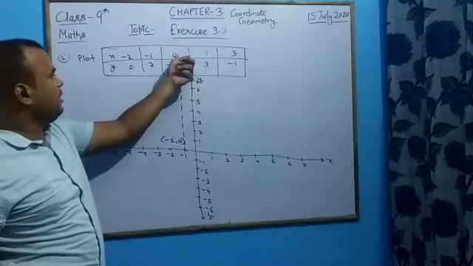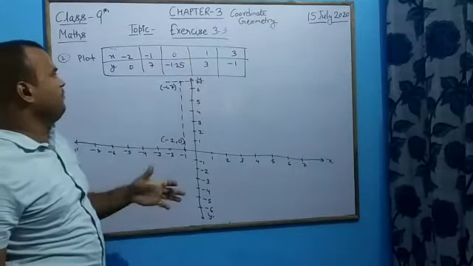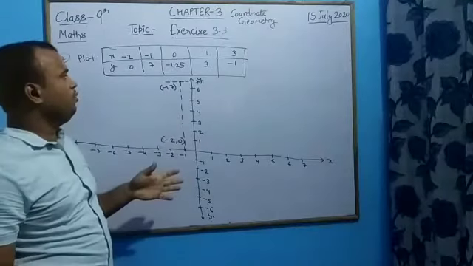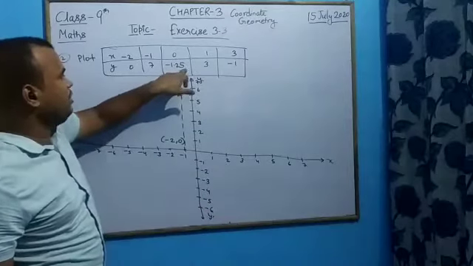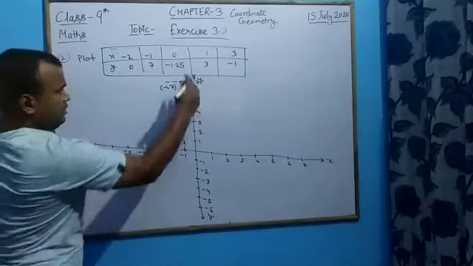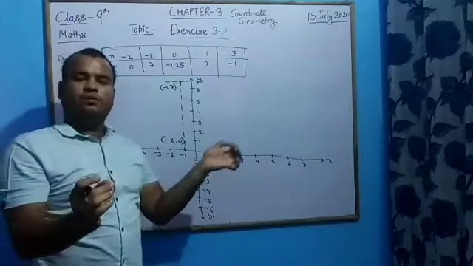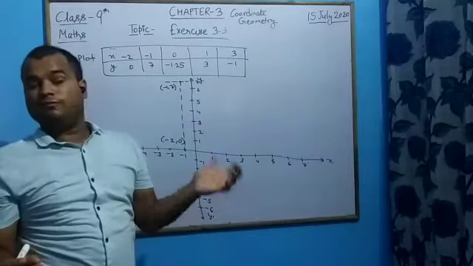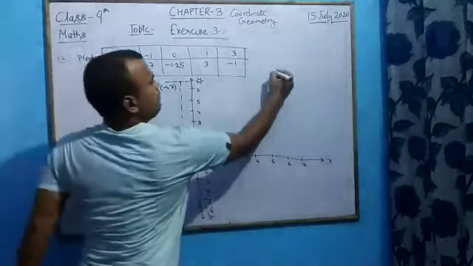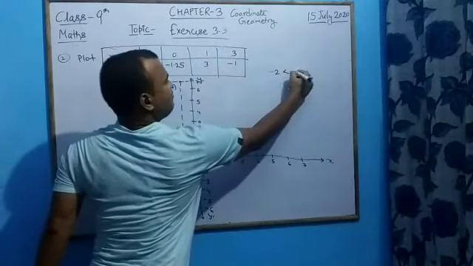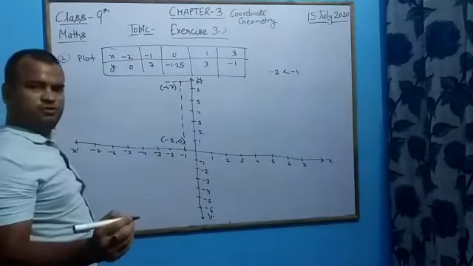Now taking the third point, it is 0, -1.25. Whenever x is 0, the point will lie on the y axis. It is -1.25. That is, it is less than -1. Anything which is greater with a minus sign is less. Like -2 is less than -1. Now it is -1.25. It will lie between -1 and -2.